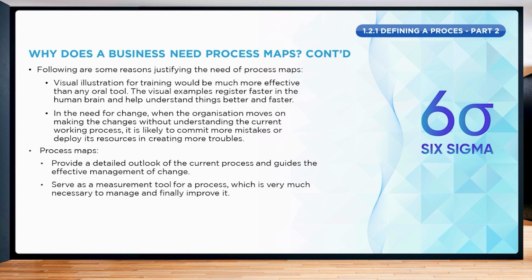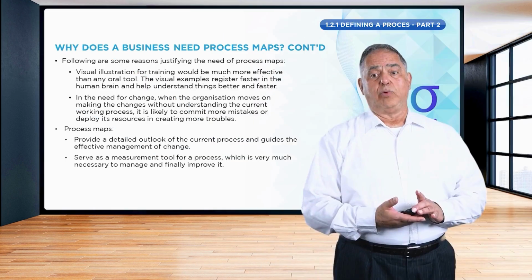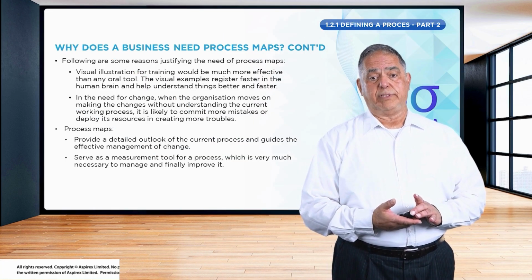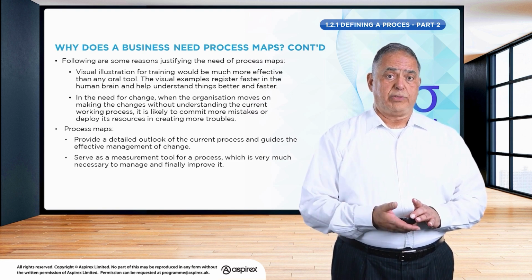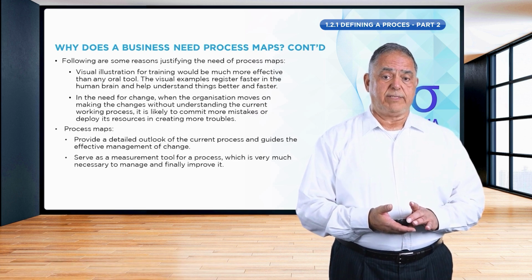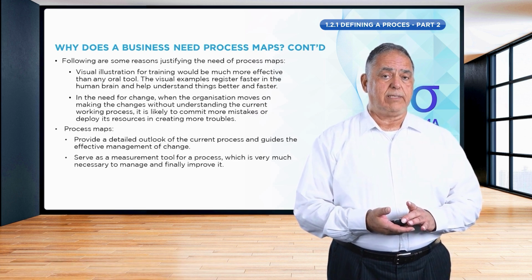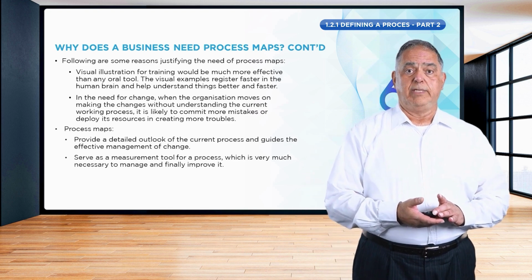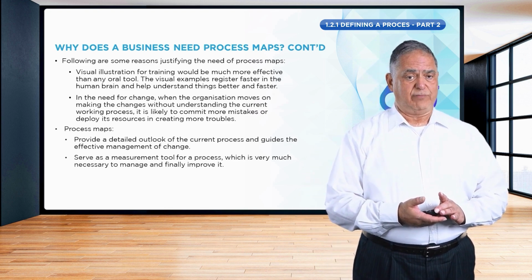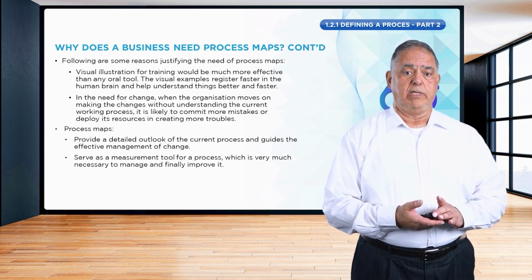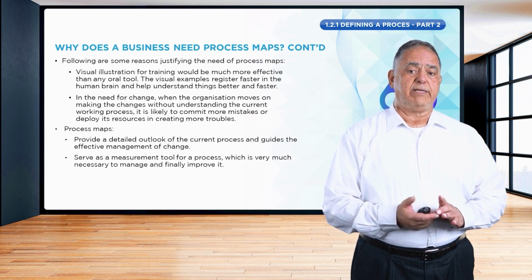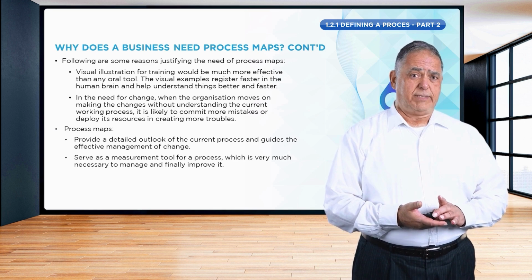So in the need of change, when the organization moves towards making changes in a business process without understanding the current working process, it is highly likely that they're going to commit many more mistakes or deploy resources in an inefficient and ineffective way. So process maps provide a detailed outlook of the current process and guide effective management of change.